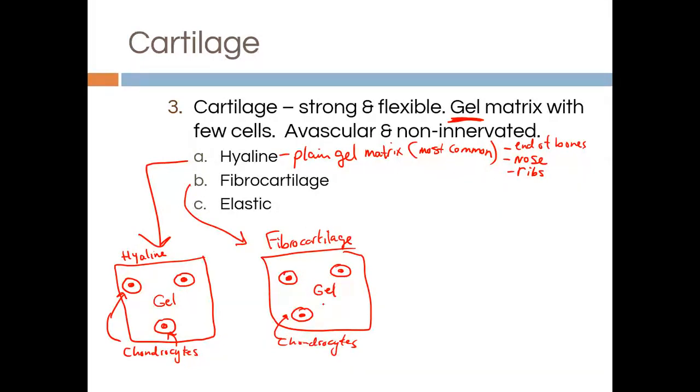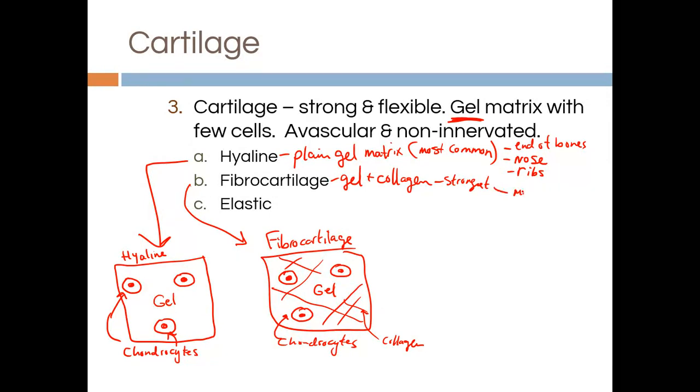And we still have the gel, but now we add in collagen fibers. And we know collagen is very strong. So this is gel plus collagen, and this is the strongest. And we find fibrocartilage in the meniscus of the knee.